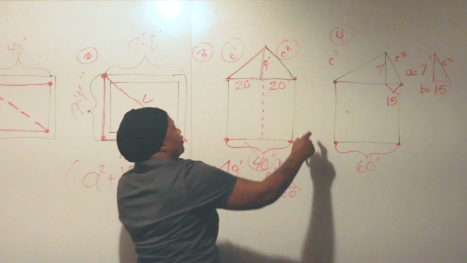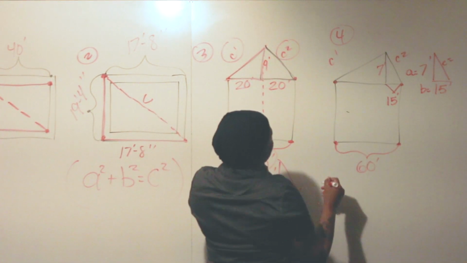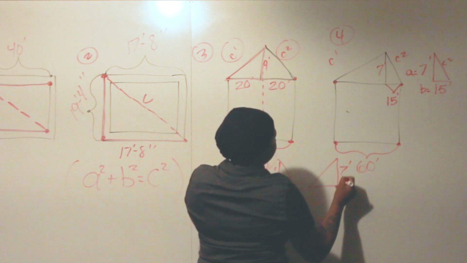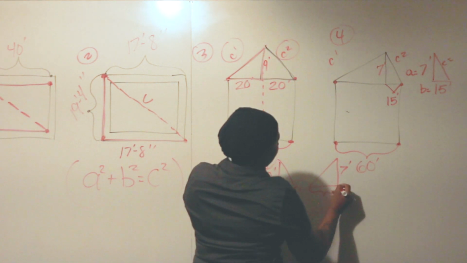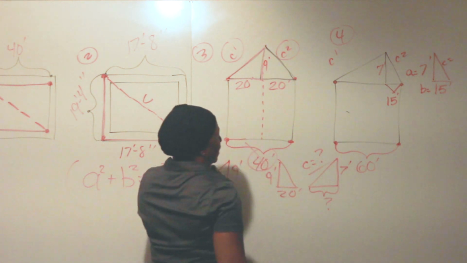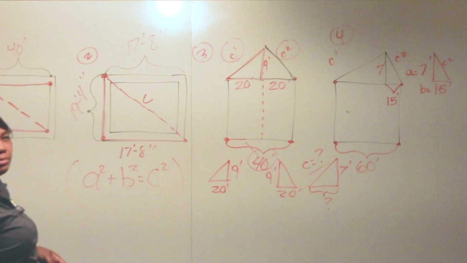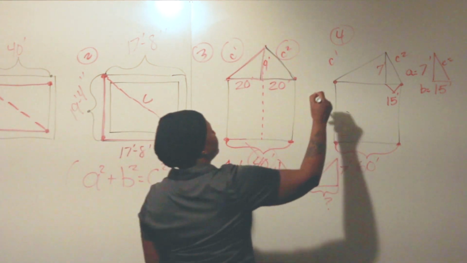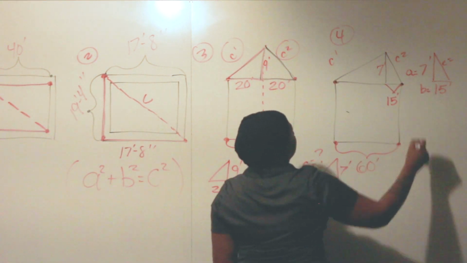But we're missing a little information here. For this side, we know that we got 7 feet there. We need to figure out what that base is in order for us to be able to find C. So how would I figure out what the base is for that one? There's always enough information for you. We know the distance from here to here is 60 feet, right?